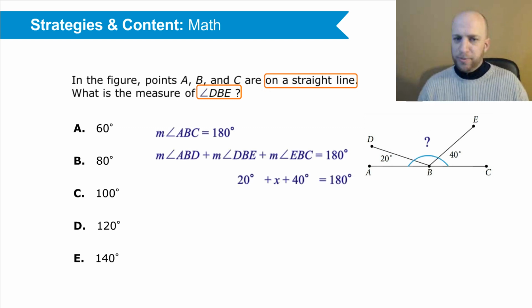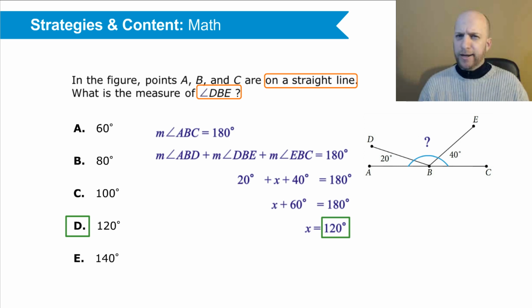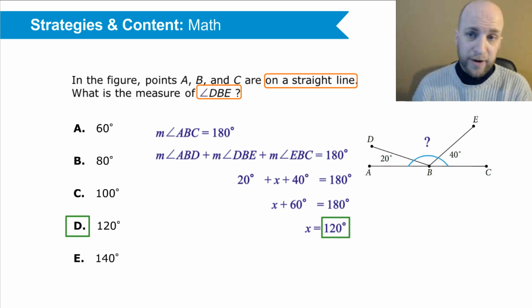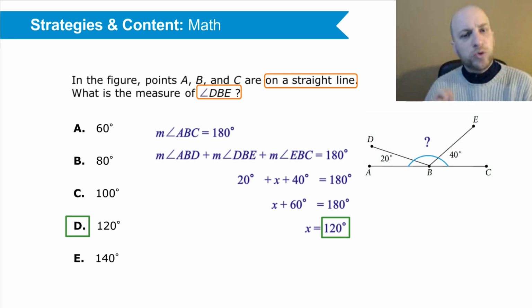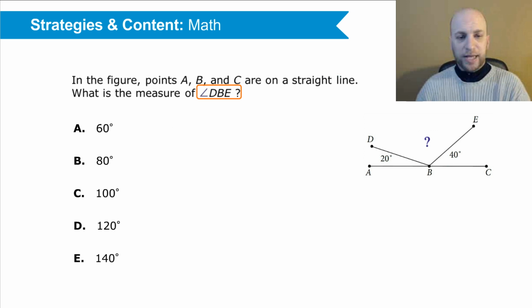And I know some of you might have been like, Greg, that was kind of fast. That's how fast we need to be on testing. Every single one of us needs to look at this, a straight line, 180. I've got one missing piece, so I'm going to subtract my 40 and my 20 from 180.